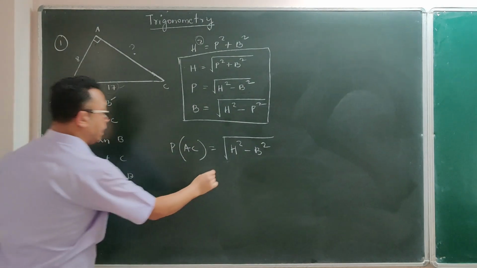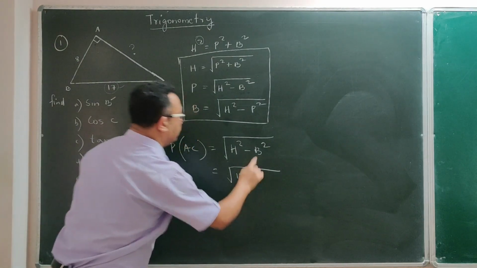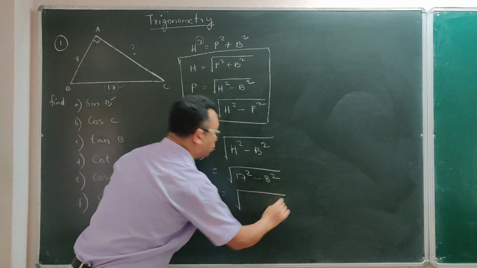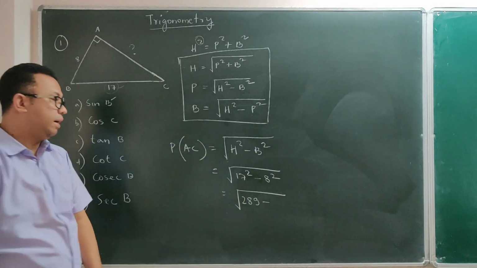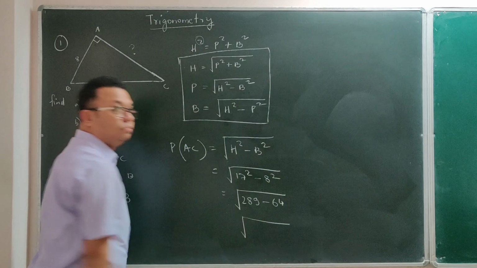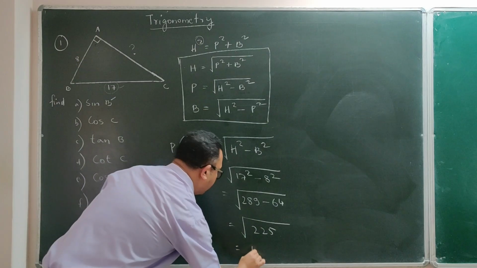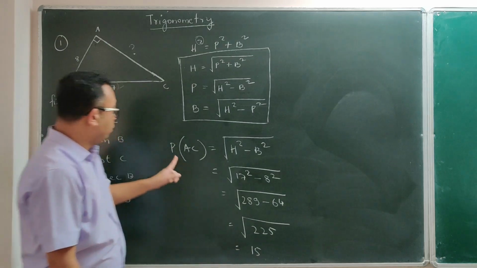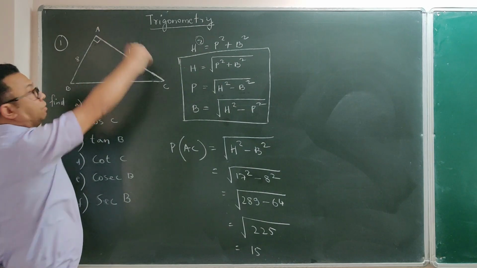Now let me see in the diagram what hypotenuse is. Hypotenuse, you know, is 17. So here you have 17 square minus base square. Base is 8, so it is 8 square. Now let us solve. 17 square is 17 into 17, which is 289, minus 8 square, which is 64. If you subtract the two, then this is 225. And you know that the square root of 225 is 15, because 15 into 15 is 225. Since now we know perpendicular AC is 15, let me write down 15 here.